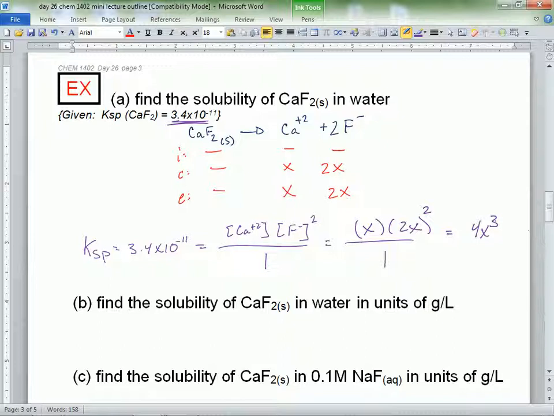You hear what Tegan was mumbling about? Say it louder. You divide Ksp by 4. Divide it by 4. Take the cube root. Okay, so dividing by 4 is no big deal in the calculator. But how do you take cube root?